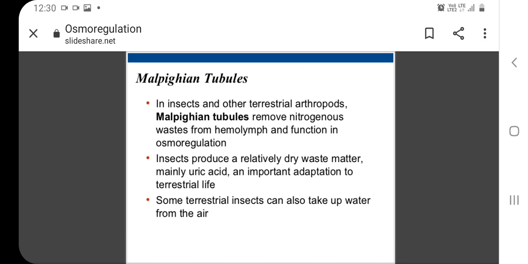Several birds and mammals also do not produce hyperosmotic urine in the presence of plenty of drinking water or where the diet is rich in water. Many of them produce hypoosmotic urine.